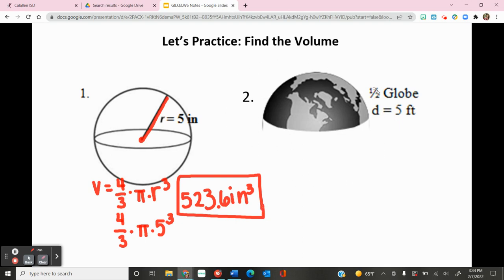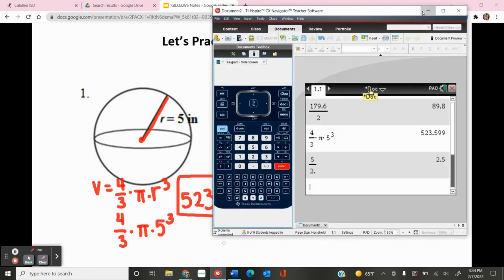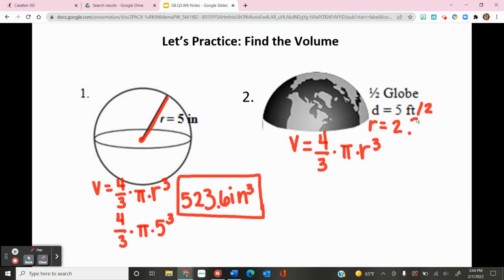Okay, looking at this globe, this is half of a globe. So whatever answer I do get, we will have to cut it in half for our final answer. So I'm going to copy down the formula. It's volume equals 4 over 3 times pi times radius cubed. So here my diameter equals 5. To get your radius, remember you're going to divide this by 2. So 5 divided by 2, you're going to get 2.5. So here our radius equals 2.5. So 4 over 3 times pi times 2.5 cubed.